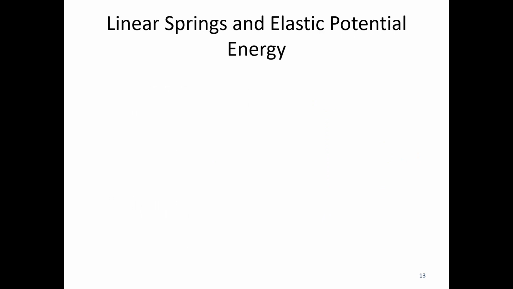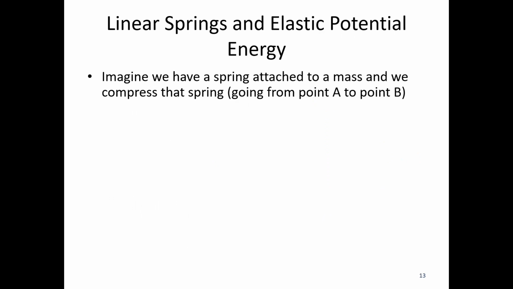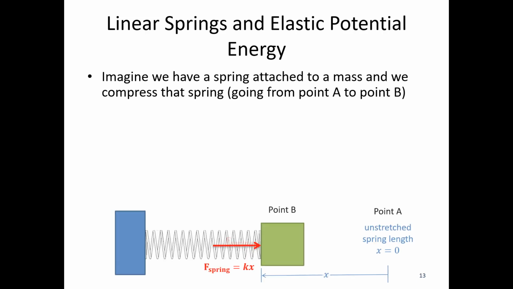Finally, we're going to talk about linear springs and elastic potential energy. So imagine we have a spring attached to a mass, and we compress that spring going from point A to point B. So here's our spring. I started at point A over here. This is unstretched, and I've compressed the spring down to point B over here.